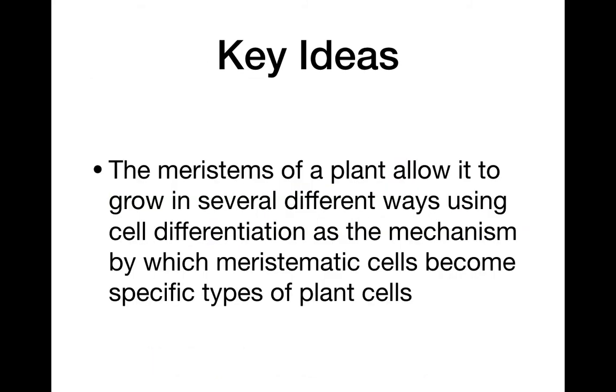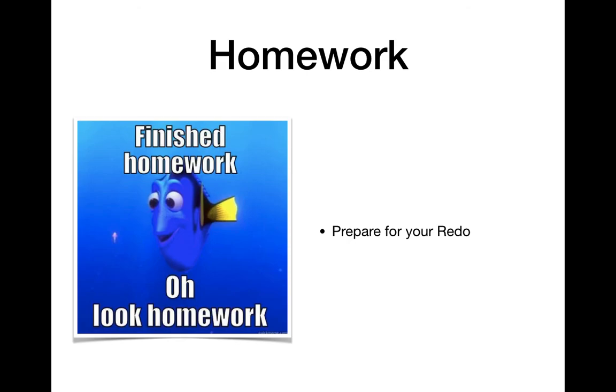Key idea: the meristems of a plant allow it to grow in several different ways, using cell differentiation as the mechanism by which meristematic cells become specific types of plant cells. So from meristem to ground tissue, or dermal tissue, or vascular tissue, depending on what the plant needs.